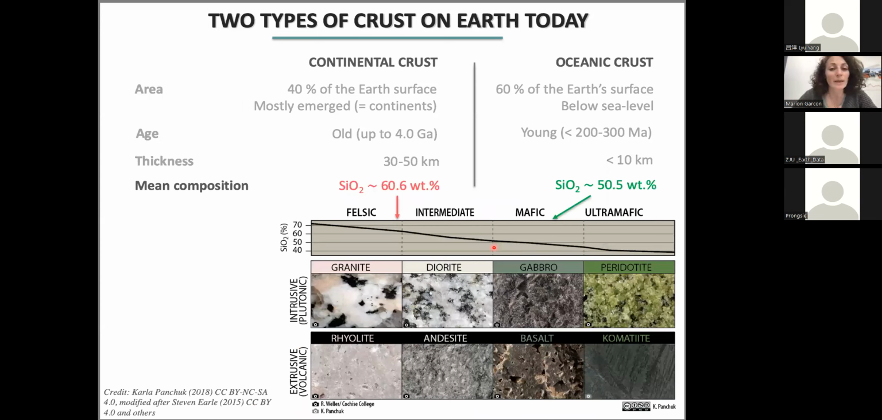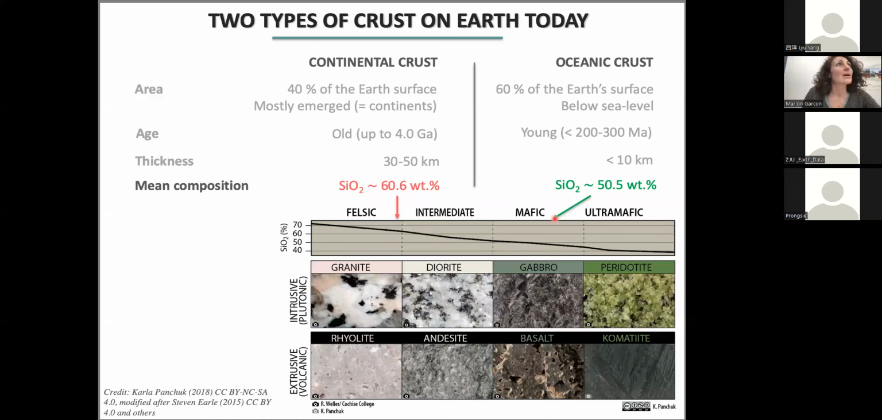So I'm showing here only silica, but there's also a lot of differences in other elements. But basically, what we know today is that the average composition of bulk continental crust in terms of silica is about 60.6 or 61 weight %, which makes it felsic, okay, on average, while the oceanic crust has an average silica content of about 51 weight %, which makes it mafic.